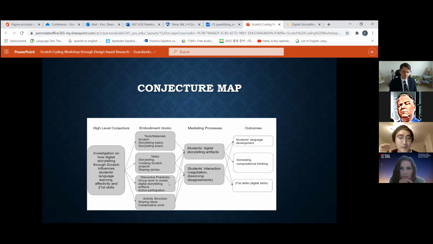And the activities will be group work to create digital storytelling, pair work, and active participation. The activity structure will be sharing ideas and collaborative work. And the process will be the things they will observe in the classes: students' digital storytelling artifacts, and the students' interaction, like how they negotiate meanings and resolve disagreements if they have any. And the outcomes after this intervention, I expect students' language will be developed, and they will increase their computational thinking and 21st century skills.